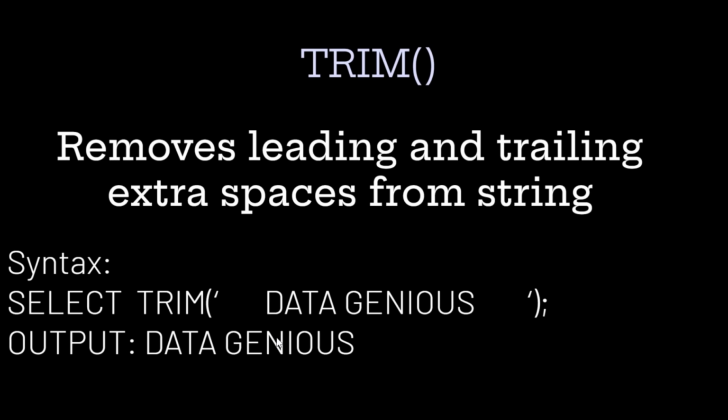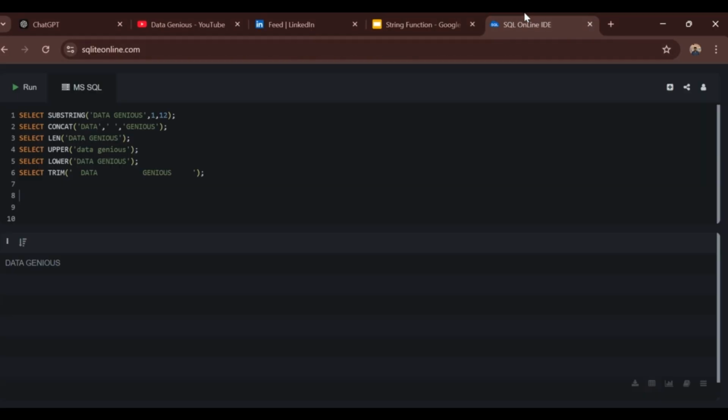Now let's jump to SQL Server, or any compiler. I'll use an online compiler. So I am here at the online compiler, that is sqliteonline.com. You can also use any other one. Let's run these one by one and see the examples.